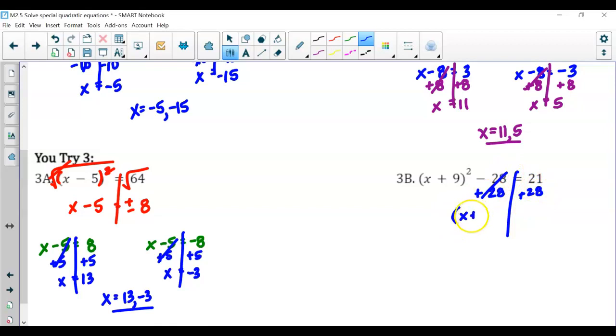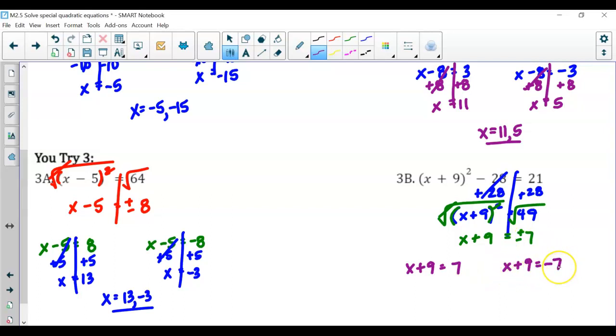Now we've got our parentheses here by itself, x plus 9 to the second power equal to 49. But now you can't subtract 9, right? Because they're all grouped together. So you had to get rid of the exponent by taking the square root. Now we've got x plus 9 is equal to not just 7, but plus minus 7. So the two equations to set up and solve here are x plus 9 is equal to 7, and x plus 9 is equal to negative 7.